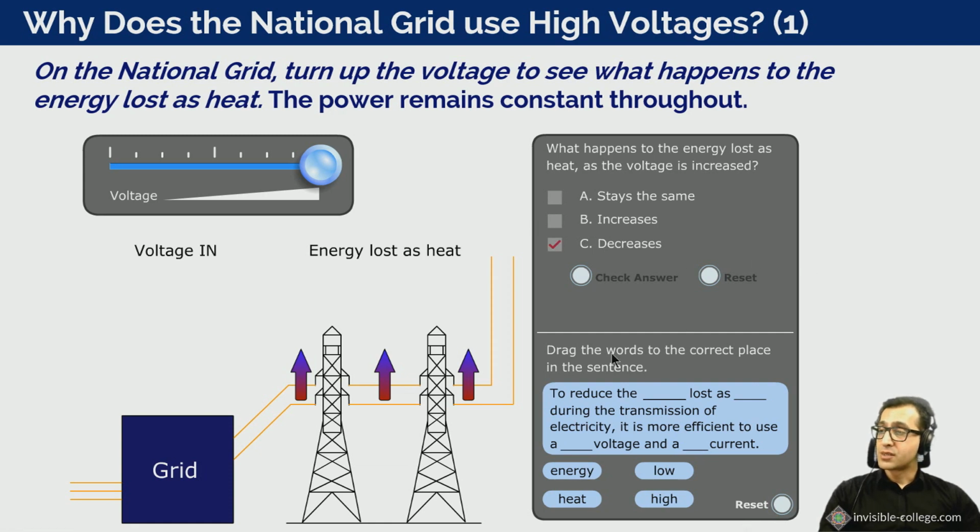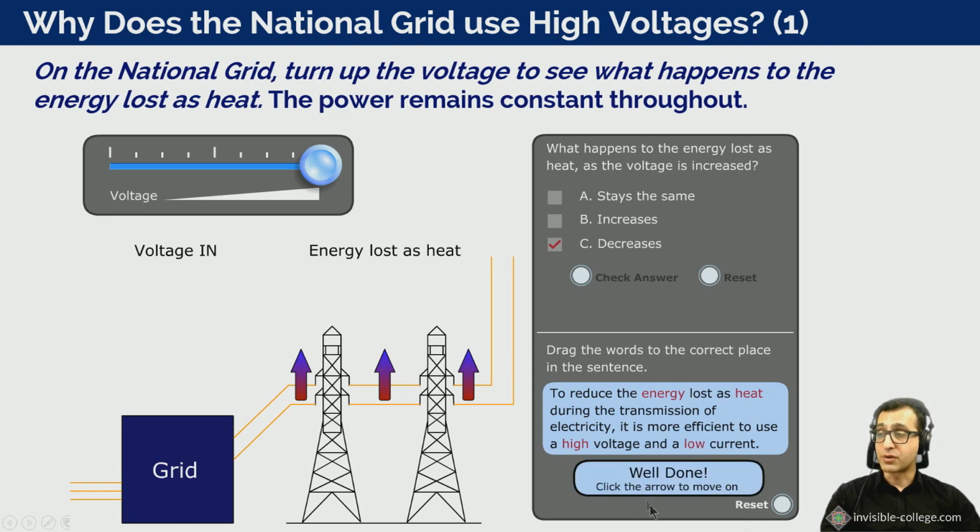Decreases, yeah. So the explanation to this is to reduce the energy lost as heat during the transmission of electricity. It's more efficient. Again, think of that term efficiency, the useful power output. The useful power output at the other end is electrical power. The wasted power output is the heating, the energy lost as heat. So it's more efficient to use a high voltage and a low current.